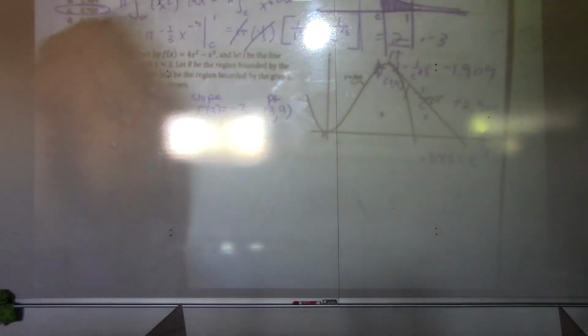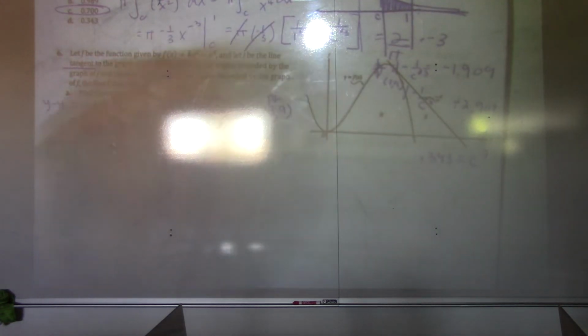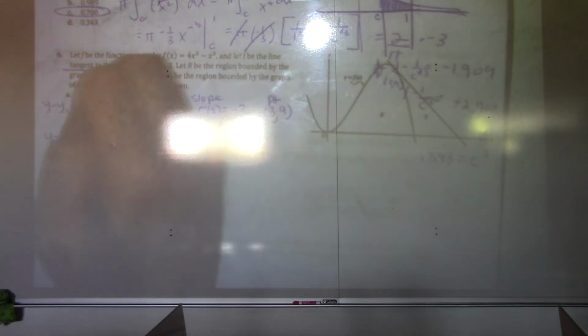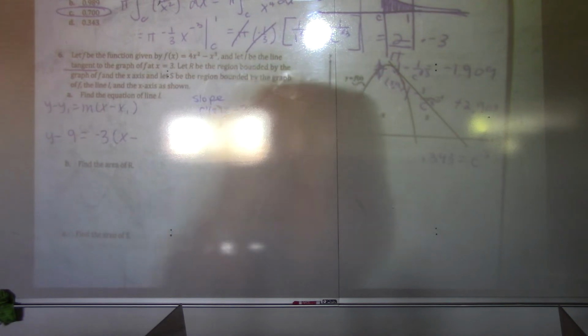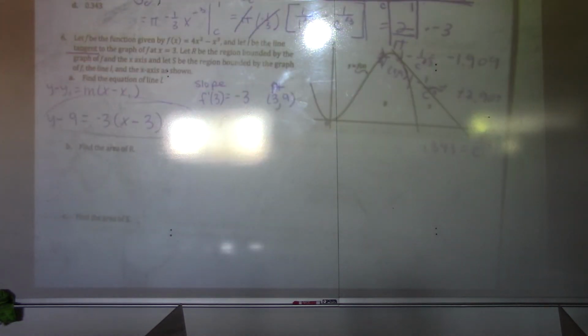So then y minus y1 equals m times x minus x1. Y minus y1, which is 9, equals slope negative 3 times x minus positive 3. So that's the equation of the line L. Now I want to find the area of R.